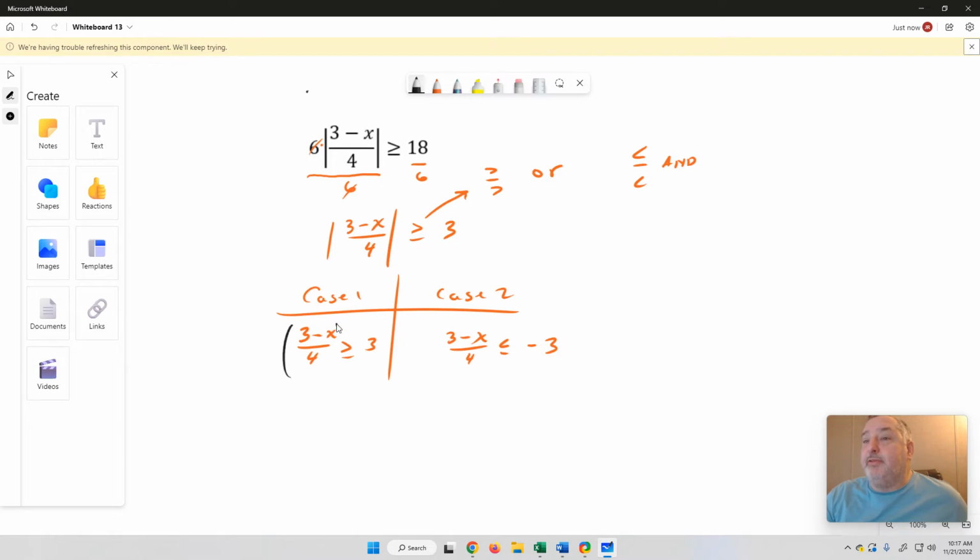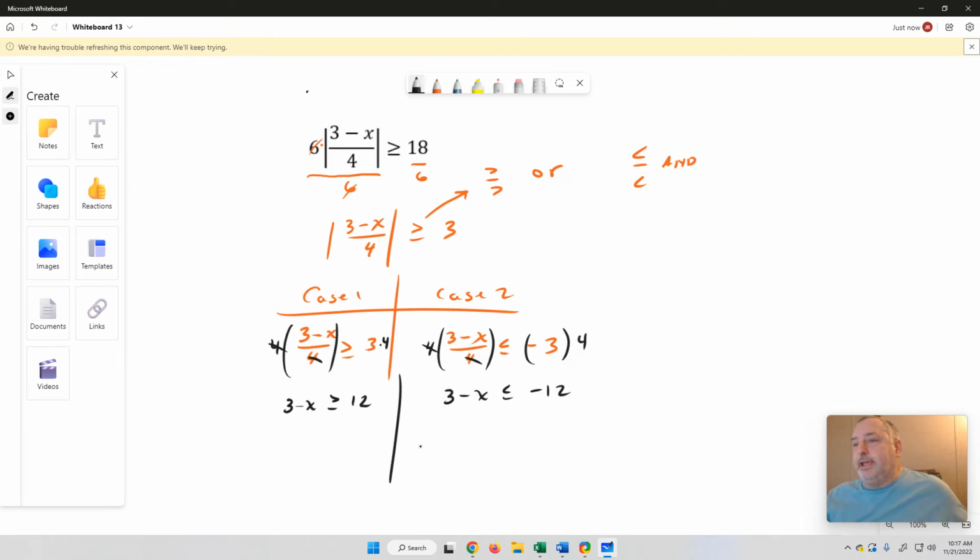So I'm going to multiply by 4 on both to cancel out that 4. That cancels that out, leaving me with 3 minus x greater than or equal to, I got to multiply by 4 over there too. That's 12. And then over here, multiplying by 4, that cancels that out, leaving me with 3 minus x is less than or equal to negative 12.